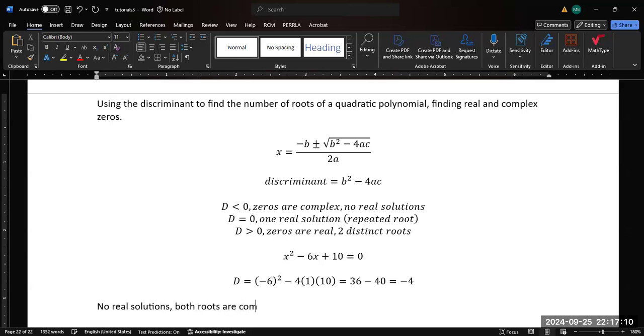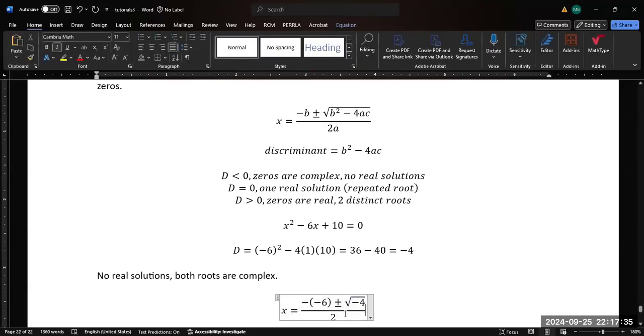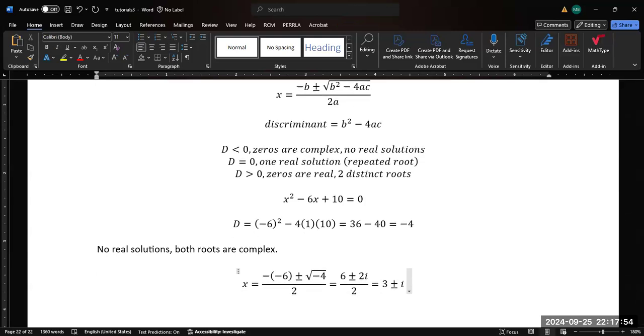Both roots are complex. And we could go on then and figure out what x is in terms of its complex roots. This will be negative 6 plus or minus the square root of negative 4, all divided by 2 times 1. And if we simplify this, we're going to get 6 plus or minus the square root of negative 4 is 2i, divided by 2, or 3 plus or minus i. So those are our complex roots.